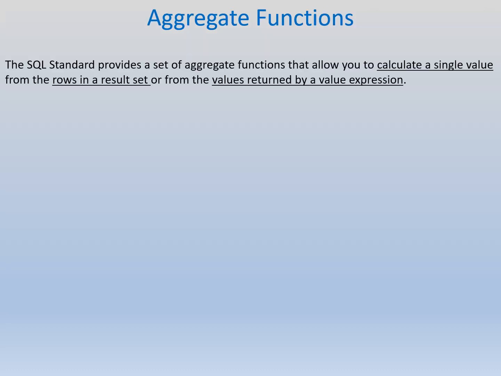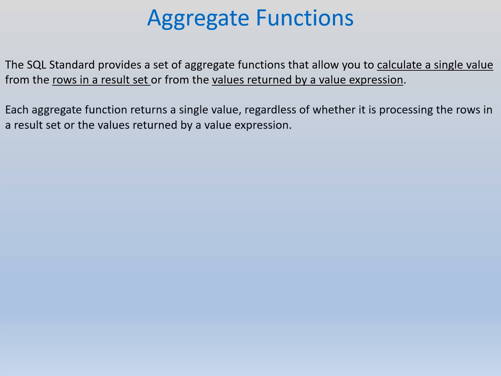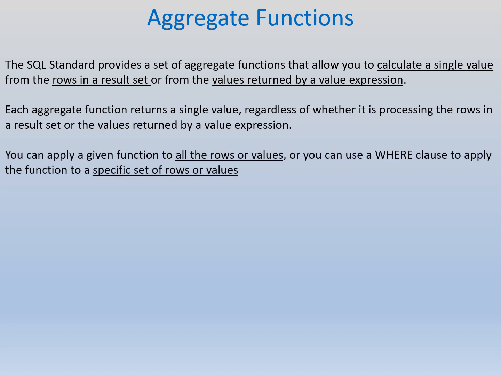The SQL standard allows us to use aggregate functions to calculate a single value from a set of rows or to calculate a single value by the values returned by a value expression. Each aggregate function returns a single value regardless if you are using the rows in a result set or if you are using the rows in a value expression.